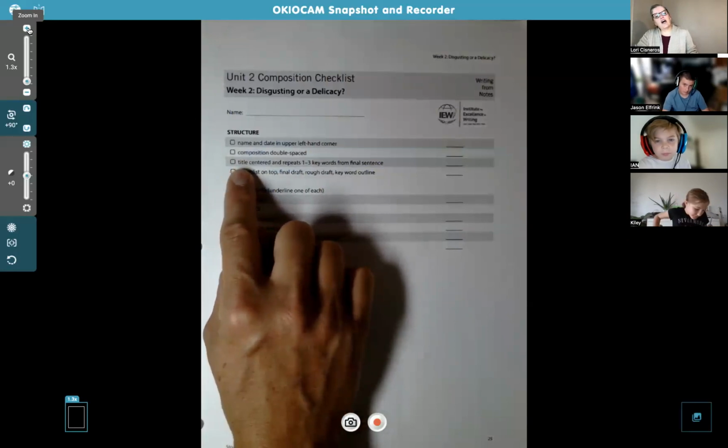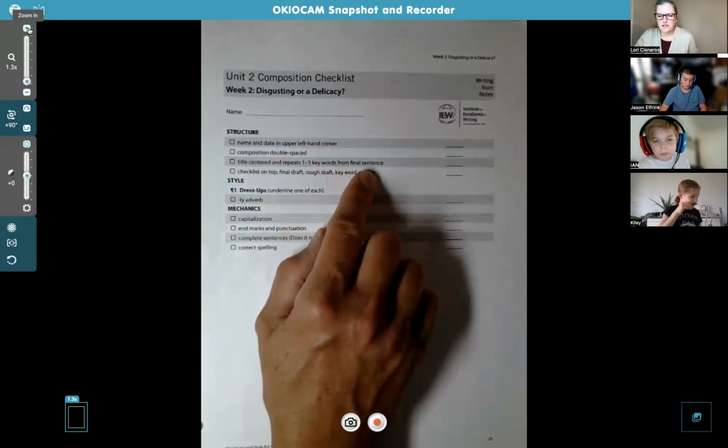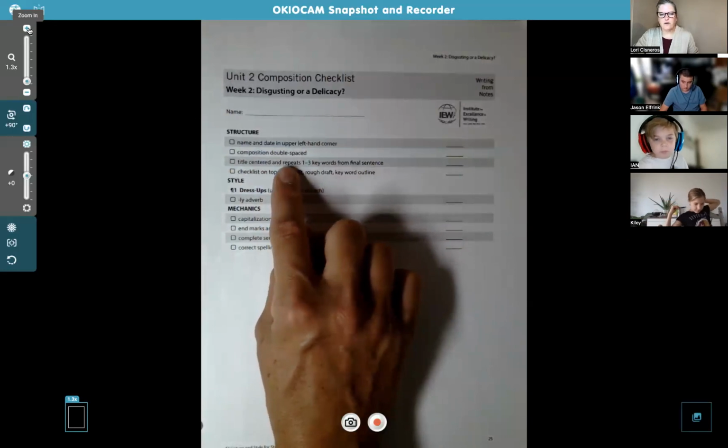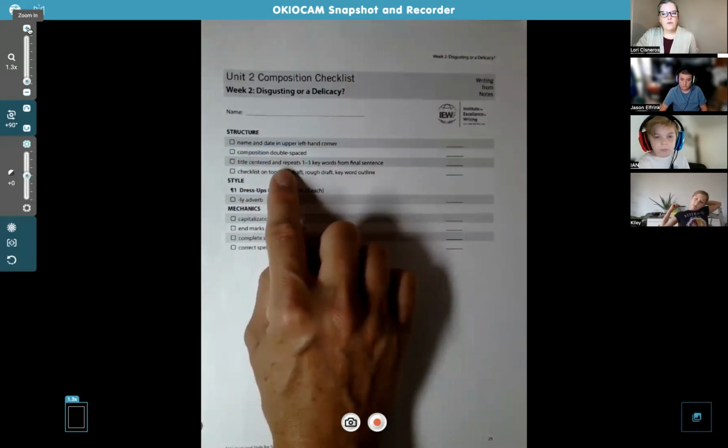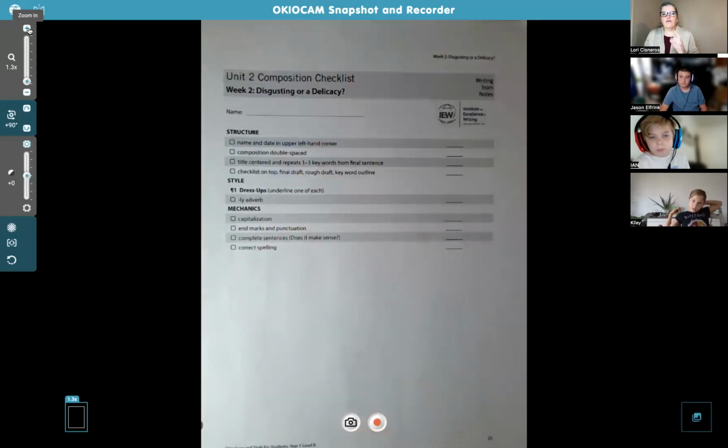This next box says title, centered, and repeats 1 to 3 key words from the final sentence. So this is called a title rule. This is new to you guys, except for Kylie. Maybe Jason's heard it before. When you write a paragraph or a story, the very last sentence has to have 1 to 3 key words from the title. So they basically have to match. Okay. So 1 to 3 words in the title has to be the same in the very last sentence. And the reason why we do this is pretty cool.